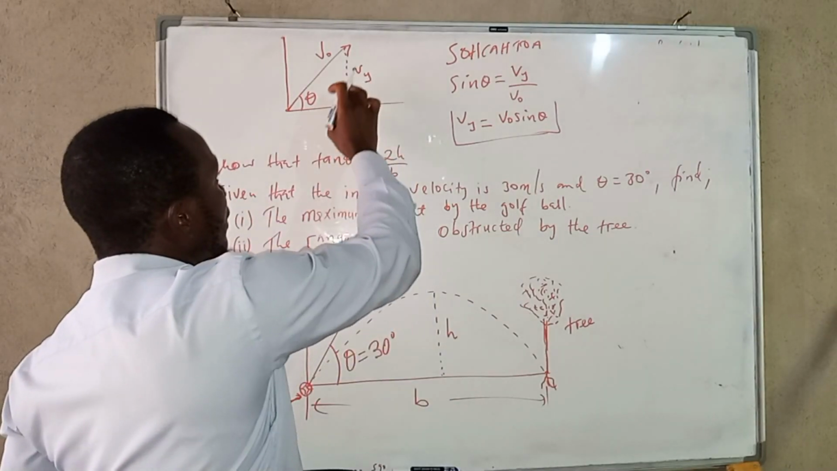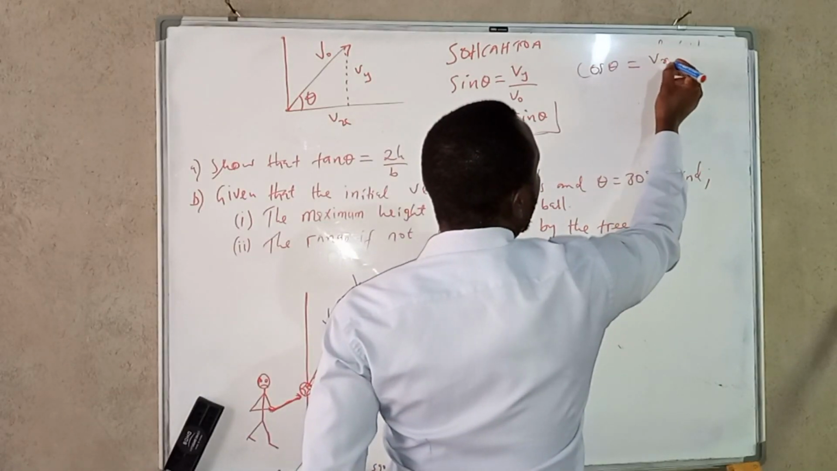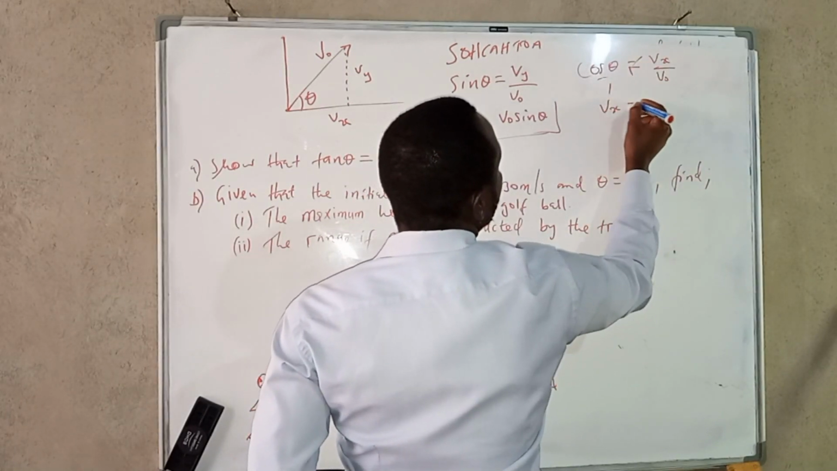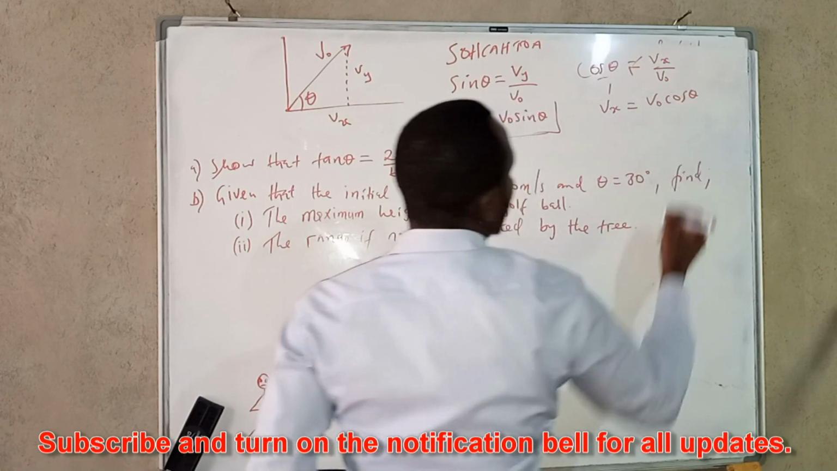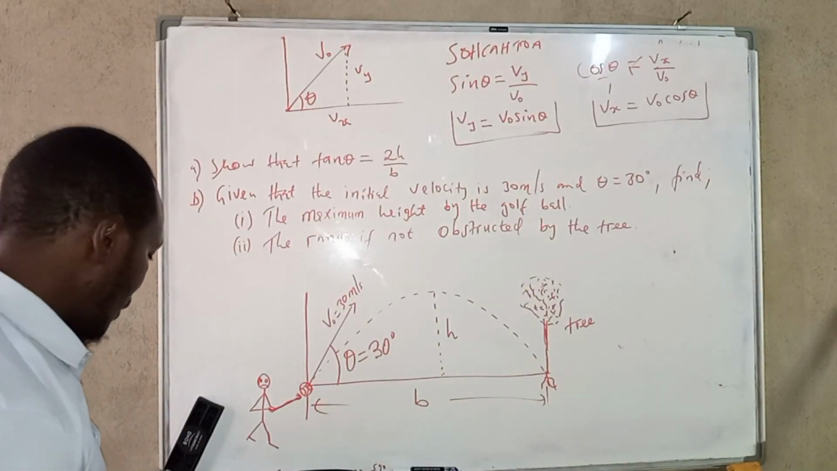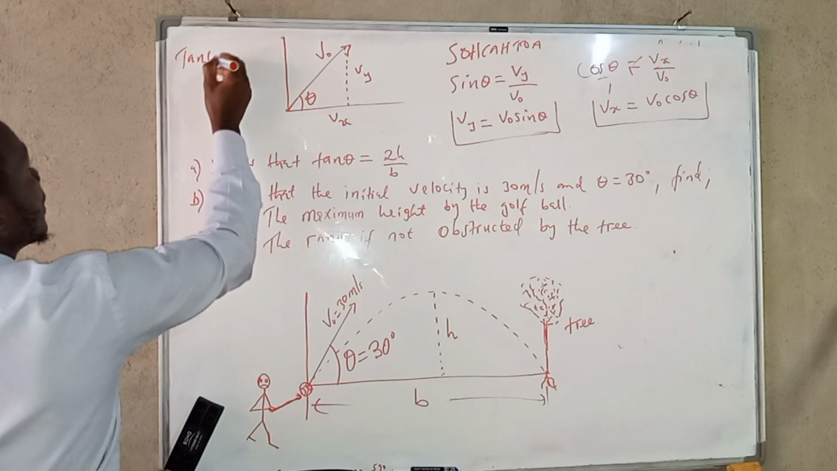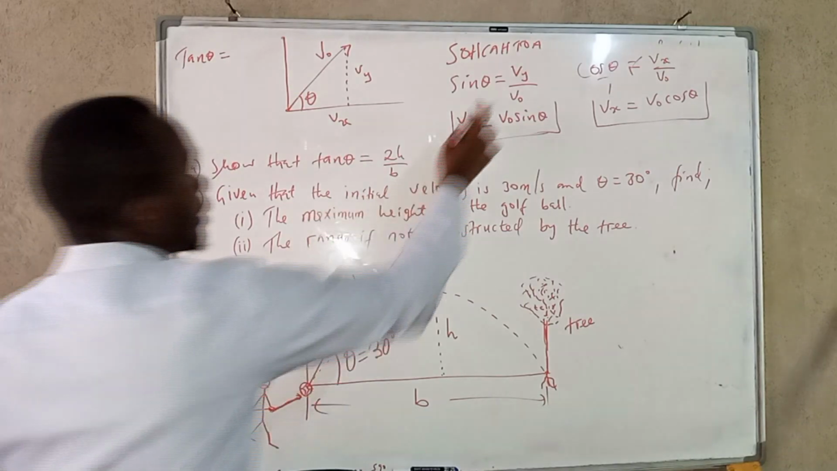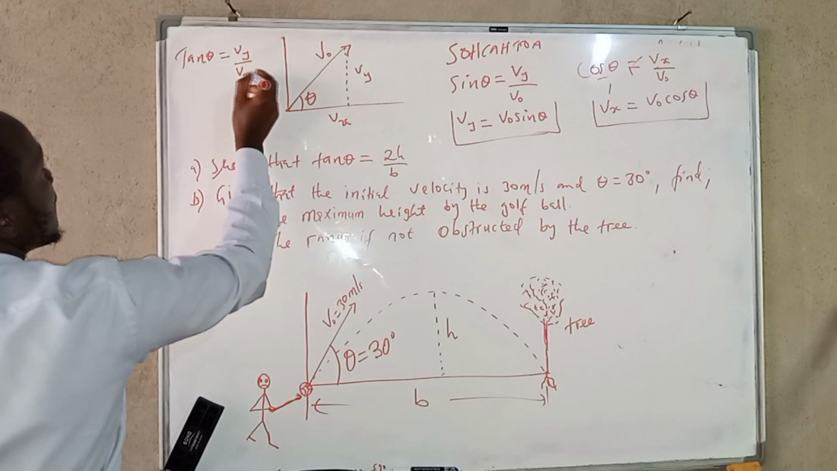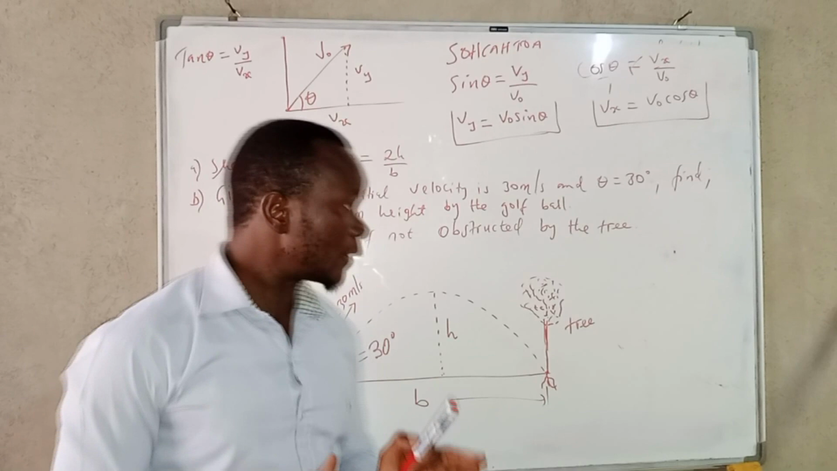Now let us also find this one for cos. Cos theta is equal to adjacent, which is this one, Vx, over hypotenuse, which is Vo. So making it the subject, we are going to have Vx is equal to Vo cos theta. So this is also the horizontal component of the initial velocity. Then tan theta is equal to opposite over adjacent, so we have Vy over Vx. So this we have resolved, and we have seen from trig ratios that these are like this. So we are going to proceed.